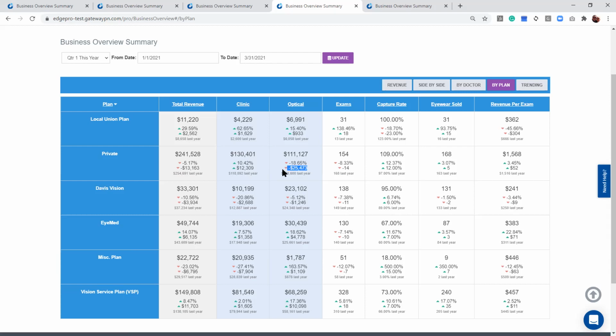So I like this page just because at a quick glance, I can see in the optical, I'm up by $10,000 with VSP, but down by $25,000 with my private pay. Just a quick glance, I can look for those red flags.